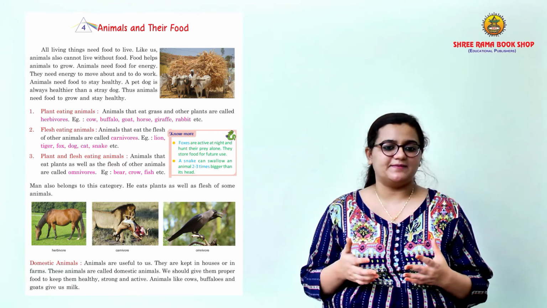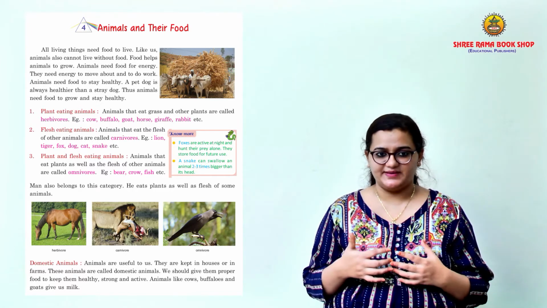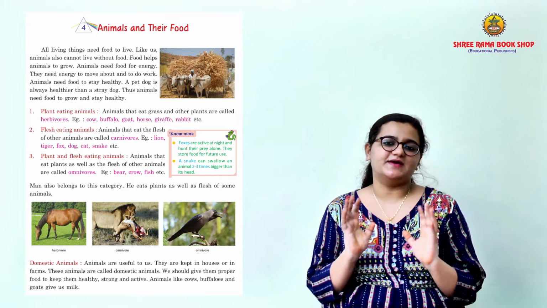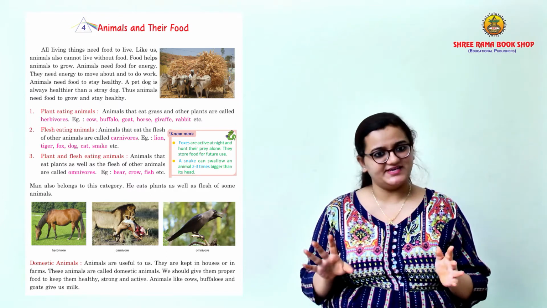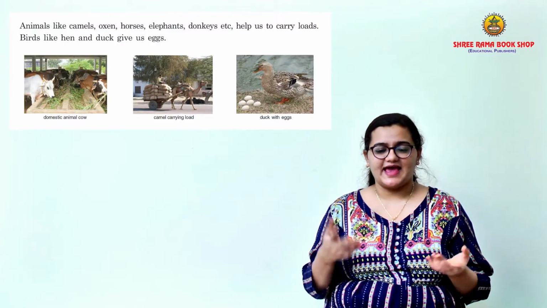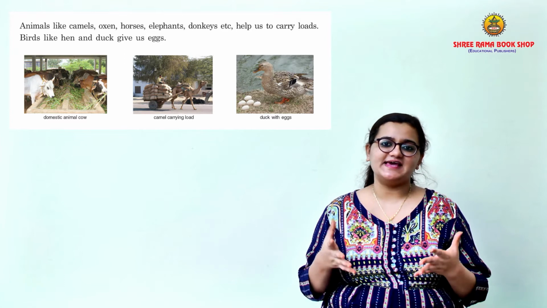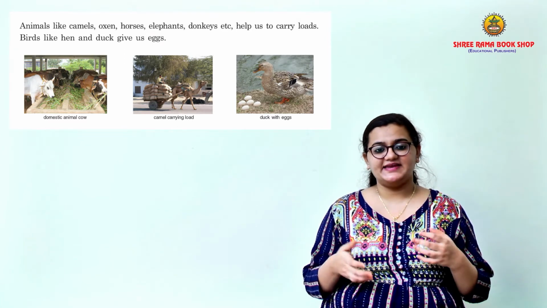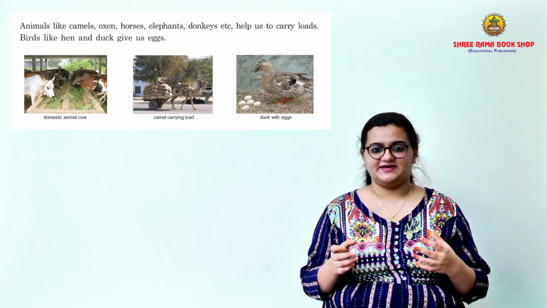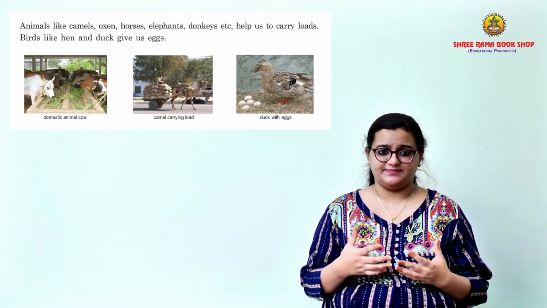The main examples are cow, buffaloes and goats. They give us milk. So we can keep them in a domesticated environment, houses or sheds. Yes. So animals like camels, oxen, horses, elephants, donkeys, they help us carry the loads. And there are birds like hen and duck that give us eggs. So these are all the domestic animals.